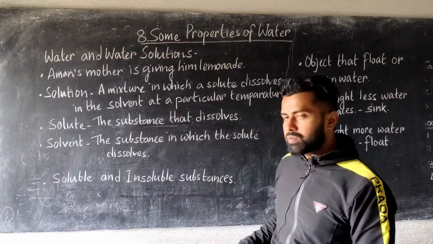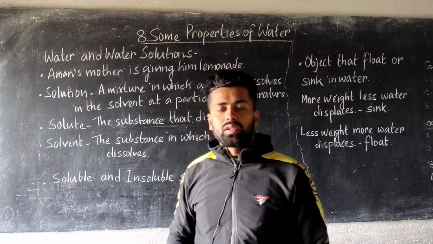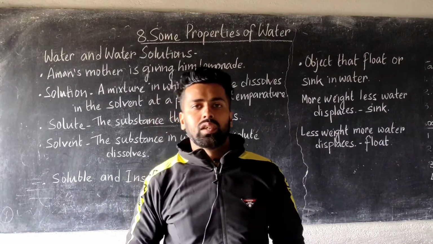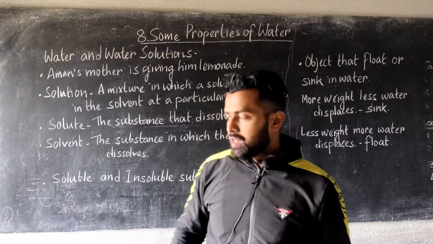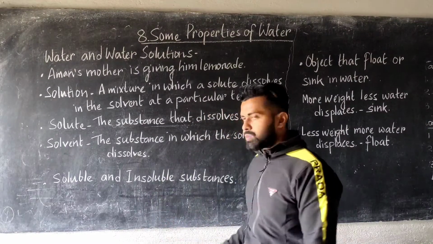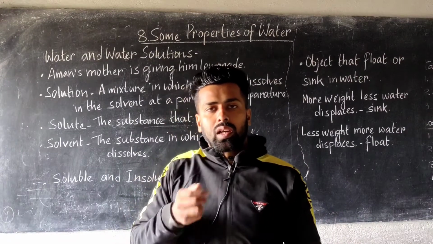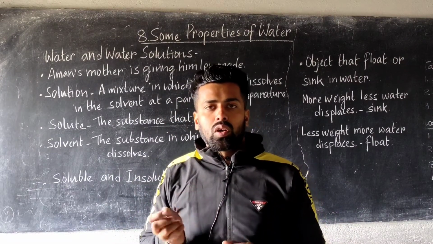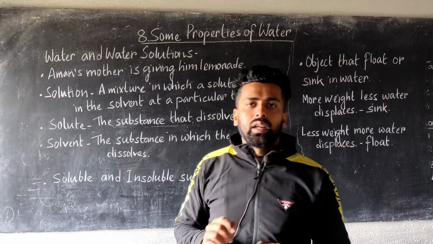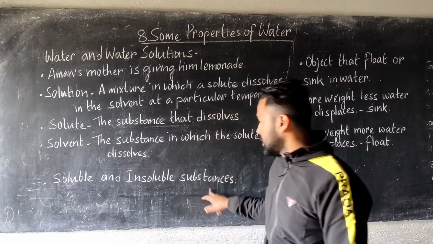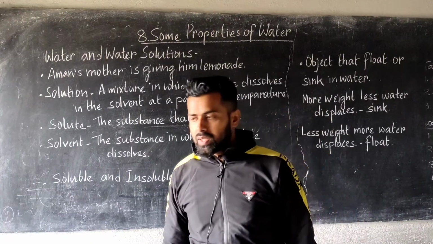Next, insoluble substances. Insoluble substances are the substances that do not get mixed in the water. For example, if you put a stone or a coin in a glass of water, it will not get mixed. That kind of substance is known as an insoluble substance.